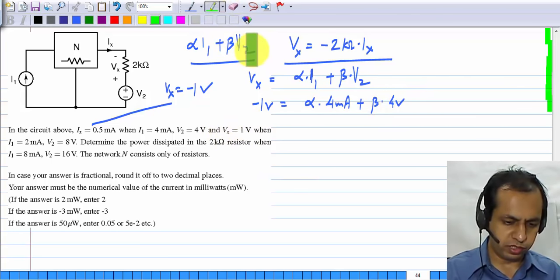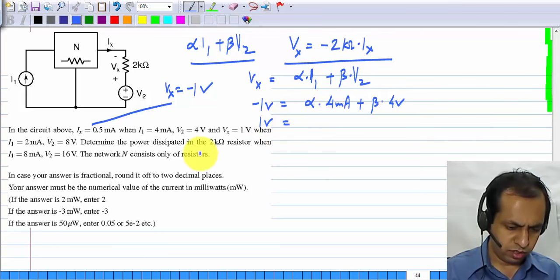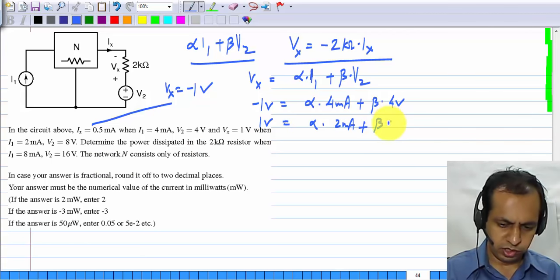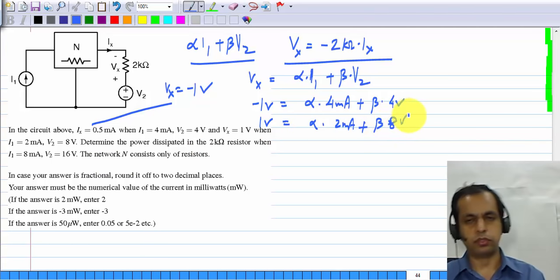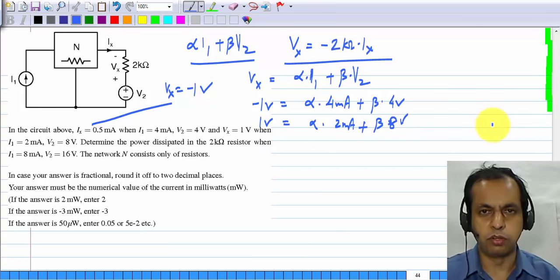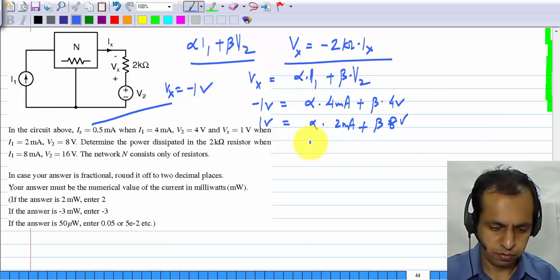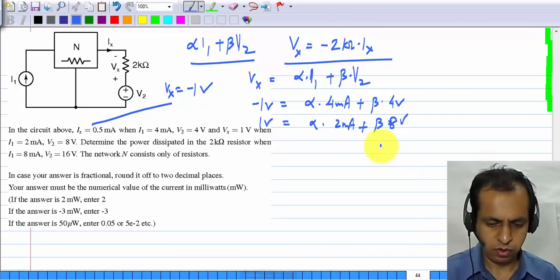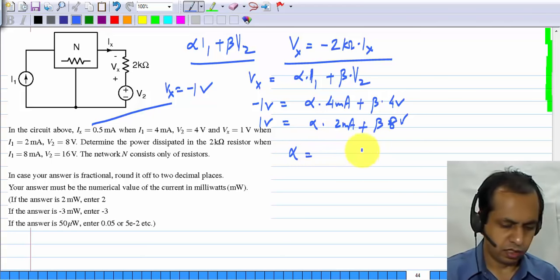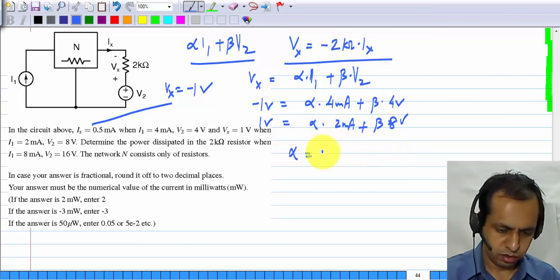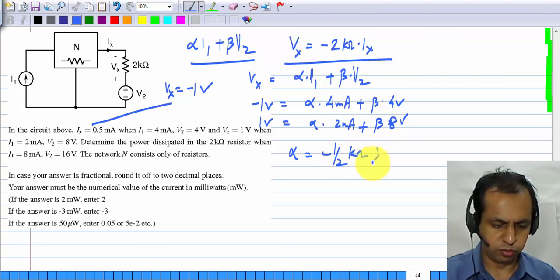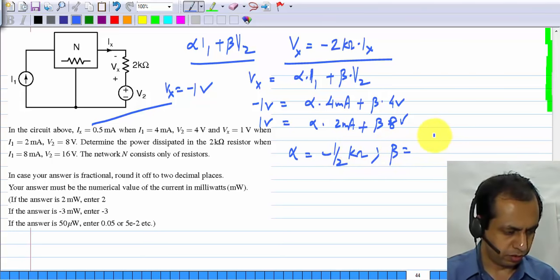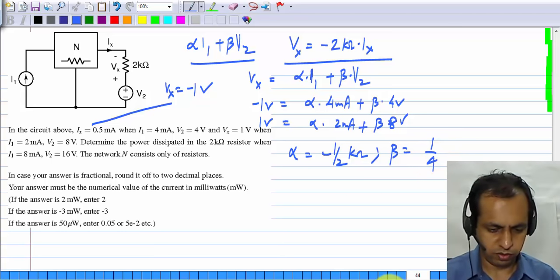And in the second case, you are given that Vx is 1 volt when I1 is 2 milliamp and V2 is 8 volts. Okay, and from these two we can solve for alpha and beta. Right? If you solve for these two, you will find that alpha is minus half, actually it's minus half kilo ohms, and beta will be 1 by 4.